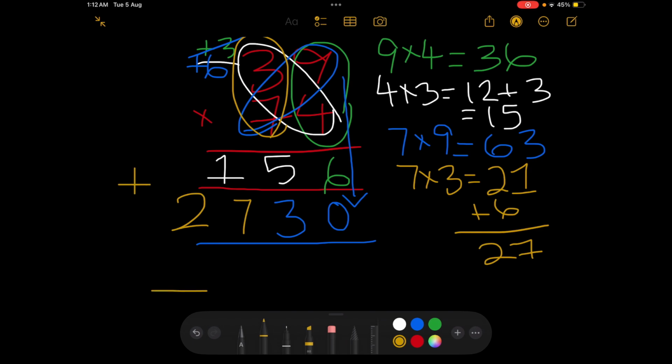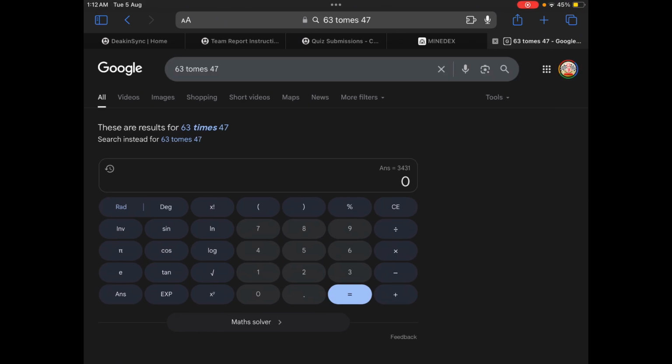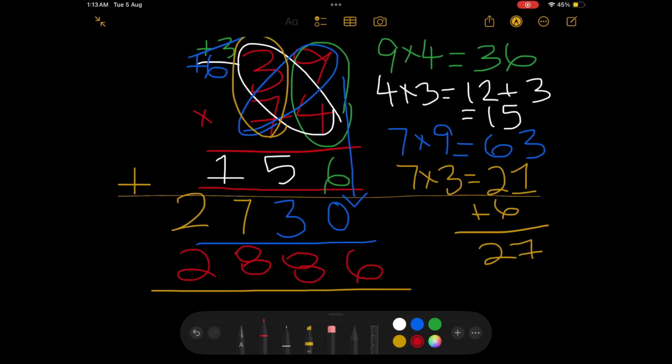So now all you have to do is add these together. So we would do 6 plus 0 is 6, 5 plus 3 is 8, 7 plus 1 is 8, then 2 plus 0 is 2. So our answer should be 2,886. So if we go 39 times 74 into our calculator, 39 times 74, 2886, and that is what we have got over here.